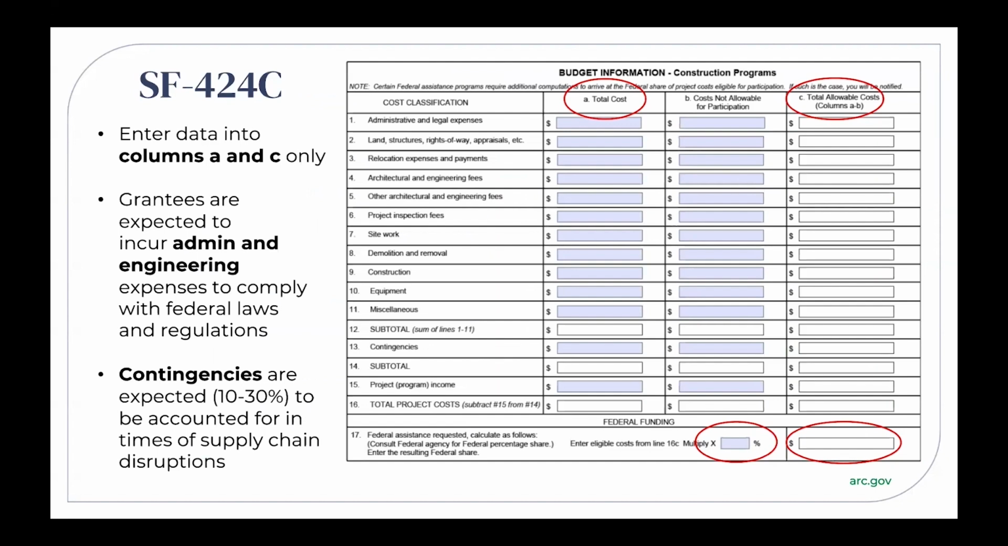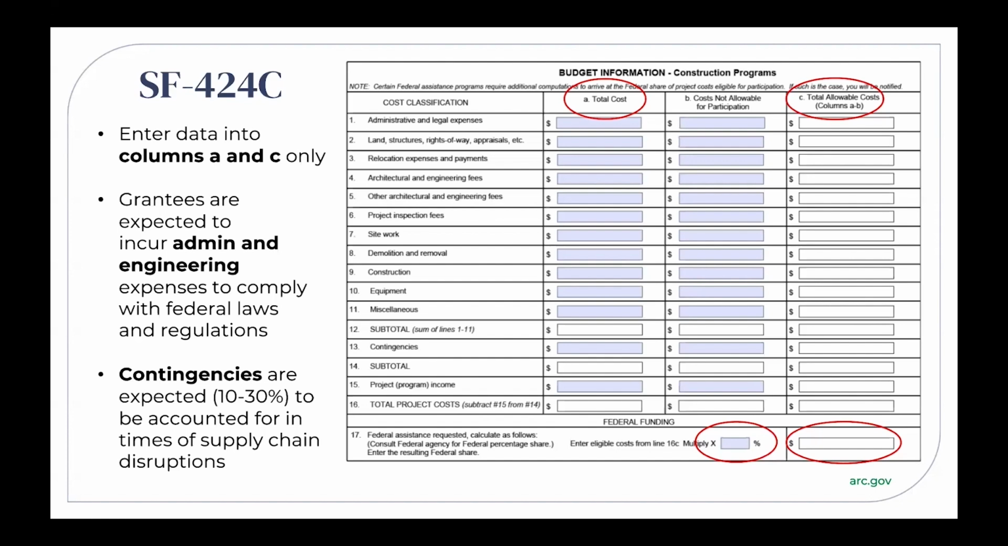The total for the project will be in row 16C. Enter the percentage of the total project cost funded by ARC, which will auto-calculate the total amount requested of ARC. You may need to add additional decimal places to the percentage to get the exact ARC amount you're requesting.